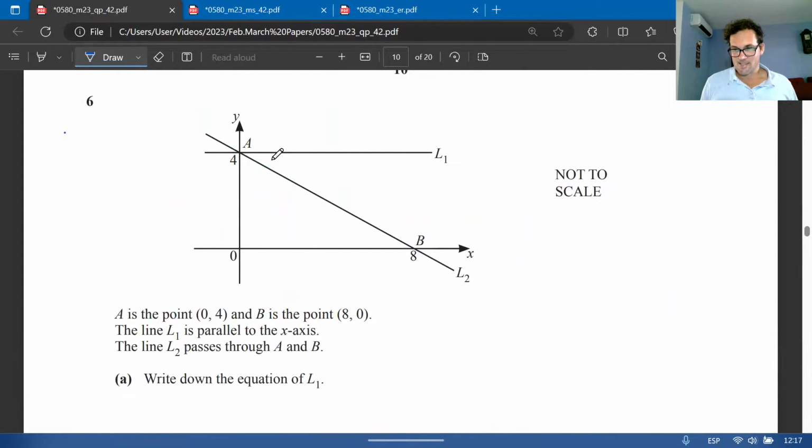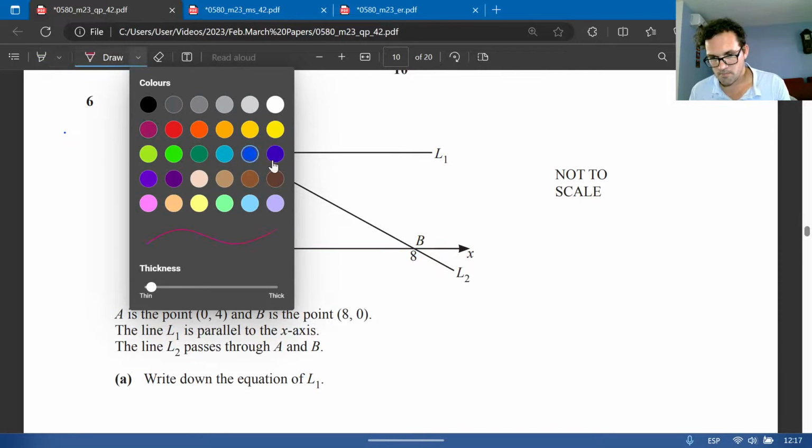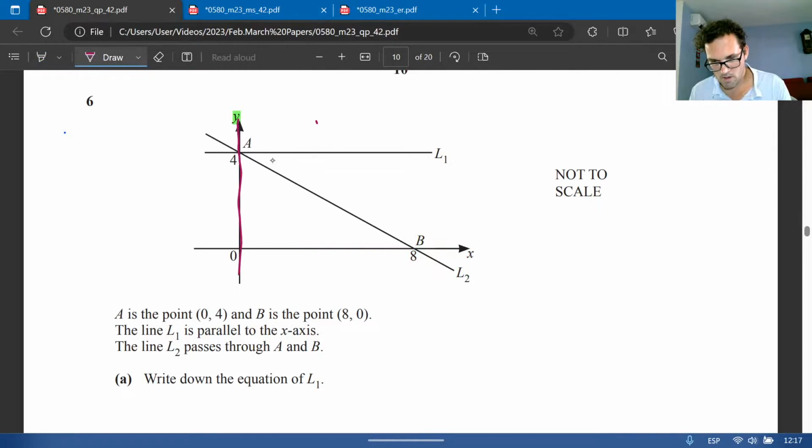Question 6. So here we go. We've got some straight lines there. We've got the x and the y axis. You see that? Yeah. Just to make things clear. That's the y axis. That's the x axis. Then we've got some lines.